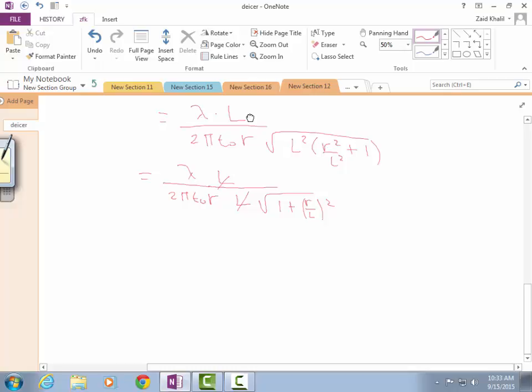This goes to 0. That goes to 1. So this becomes approximately... This goes to 0, R over L quantity squared. 1 plus that goes to 1. The square root of that goes to 1. And so what are we left with? Lambda over 2 pi epsilon 0 R. So if you know lambda, you can find out the max electric field you produce.